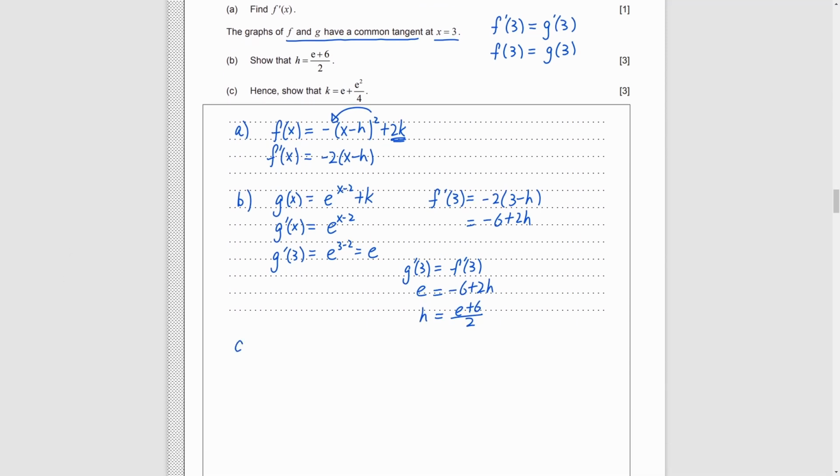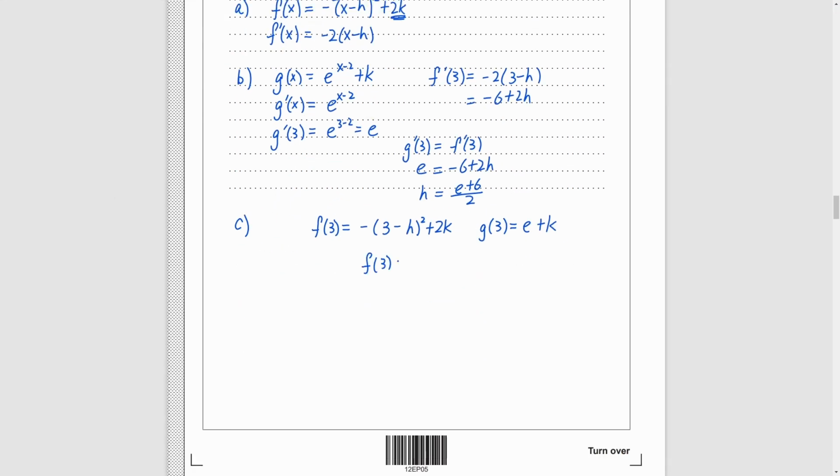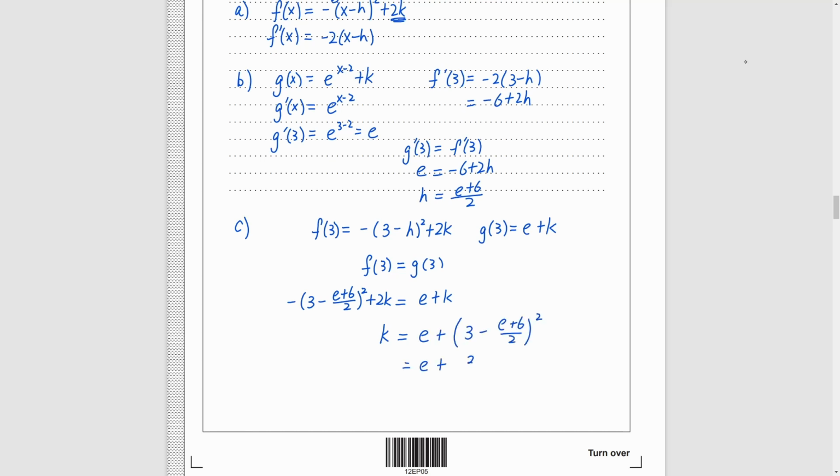Part C. So k is equal to something. Obviously, we need to use the second equation we wrote. f(3) is equal to g(3). By substitution, we can get g(3) and f(3). Set them equal to each other. Without making calculus mistake, we find k.